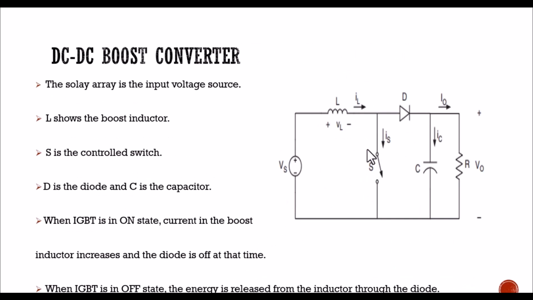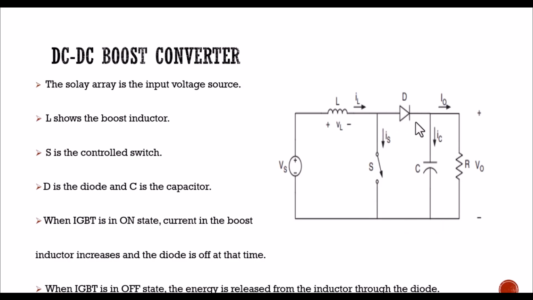boost converter. Here the Vs is showing the source voltage or the solar voltage. Here the solar arrays are connected. L is showing the inductor, the boost inductor. S is showing the control switch. This is actually the IGBT used in this circuit. And D is the diode, C is the capacitor, and R is showing the connected battery or the EV charging station. When the IGBT is in the on state, the current in the boost inductor increases.